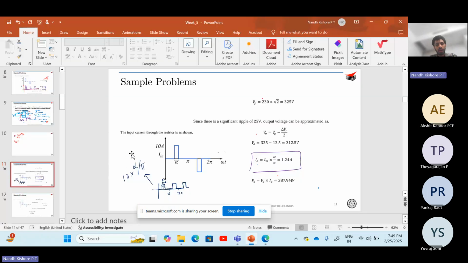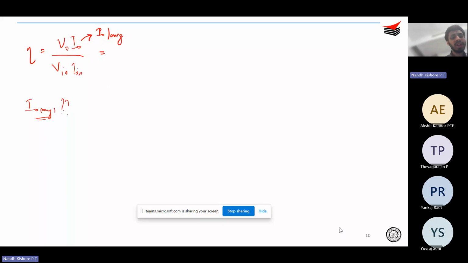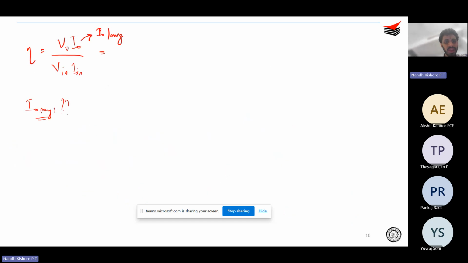Okay. So now that we get I naught, we go back to the original thing. So this is how we got I naught. Now if you have I naught, we can calculate V naught I naught by V in. You know what is I in RMS, you know what is V in RMS. 230 minus 3.54 into 14.45. This will be your V in.